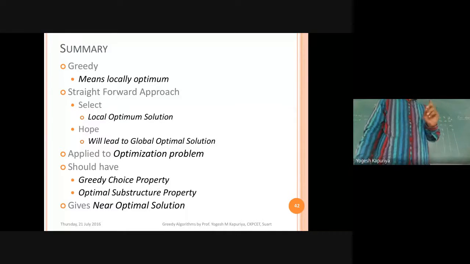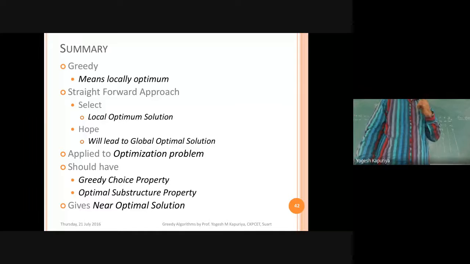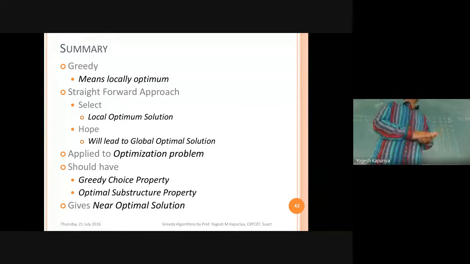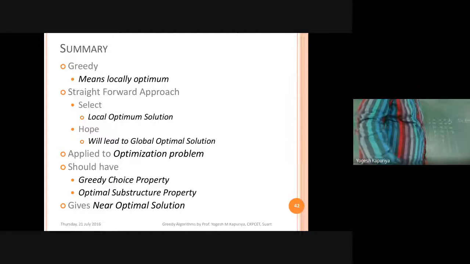But in order to solve any problem using a greedy algorithm, you have to have two properties. The first is the greedy choice property and the second is the optimal substructure property. And it always gives you a near optimal solution. There is no guarantee of a real optimal solution. Okay, so that's all about greedy.